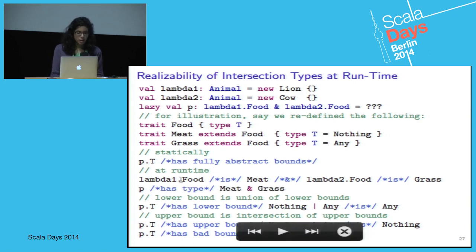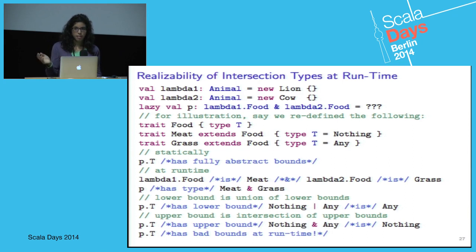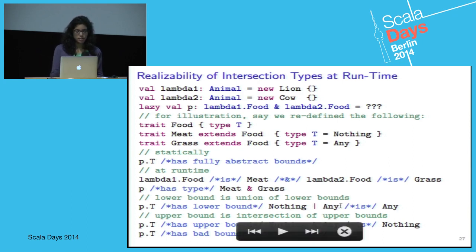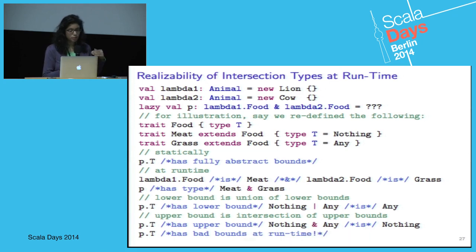And then at runtime, lambda 1.food is meat, and lambda 2.food is grass. So then if we try to look at P.T at runtime, for the lower bound, what we do is take the union of the lower bounds. So in this case, we have nothing union any, and that's conceptually the same as any, because if you have something that is either nothing or any, then any wins over. And similarly, for the upper bound, we take the intersection, and so nothing intersection any is nothing. So that means that at runtime, this P.T would have bad bounds. So now this is actually something concrete in our calculus where we see that we cannot rule out bad bounds completely statically.